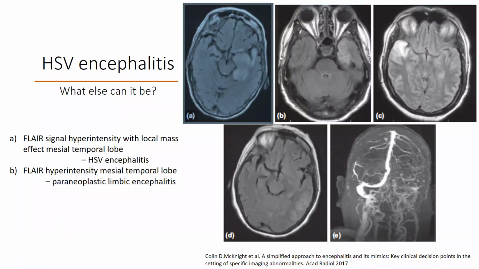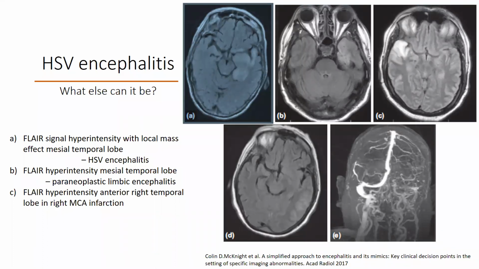So what is it? Sir, it can be a superior division MCA infarct. Correct. So this is a FLAIR hyperintensity involving the anterior right temporal lobe. So there is a right MCA infarction. Now, what is image D? What does it show?